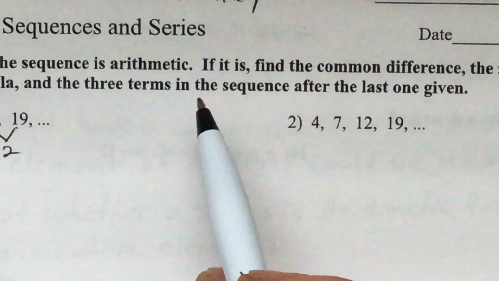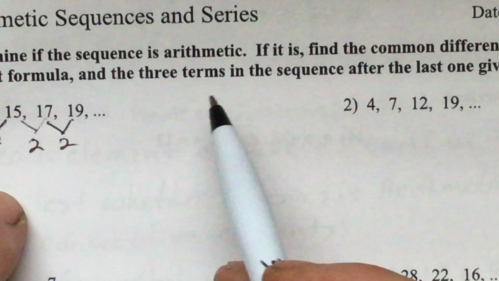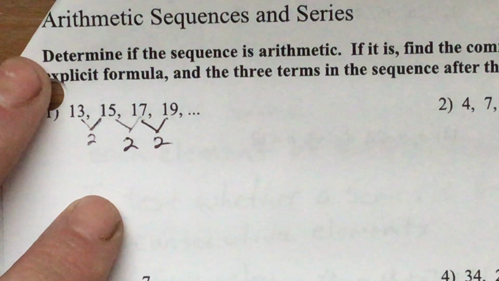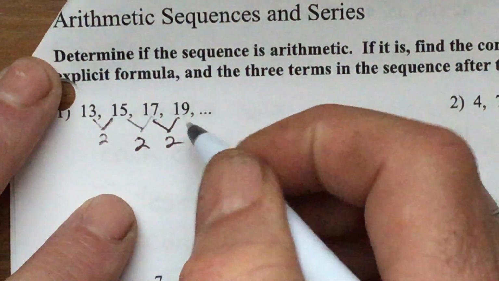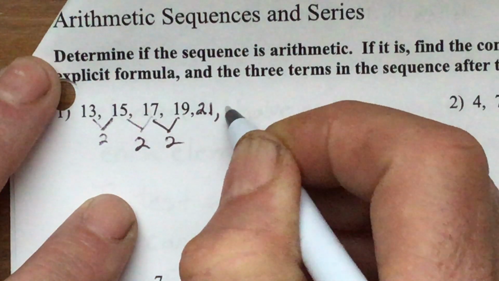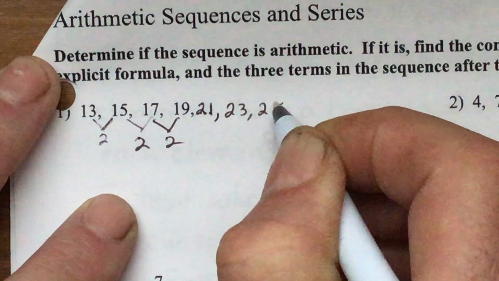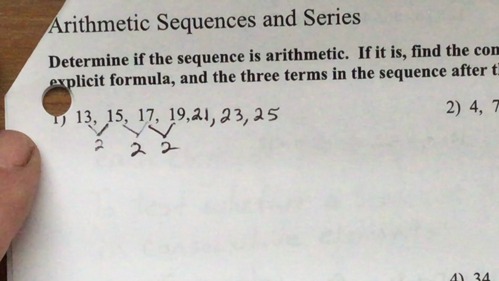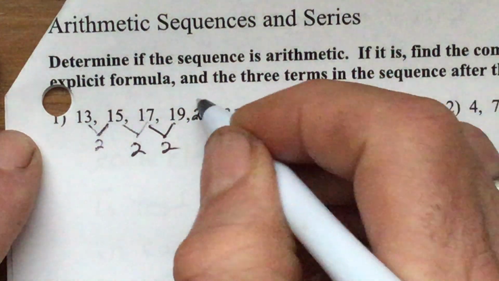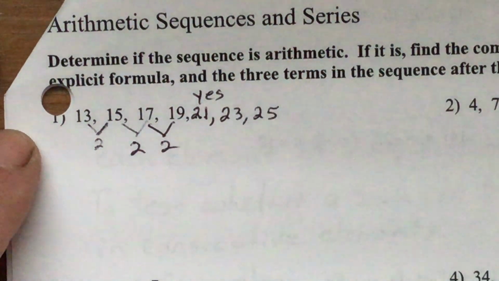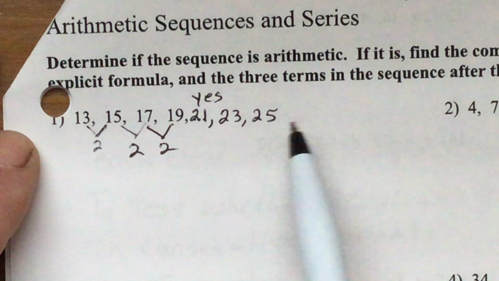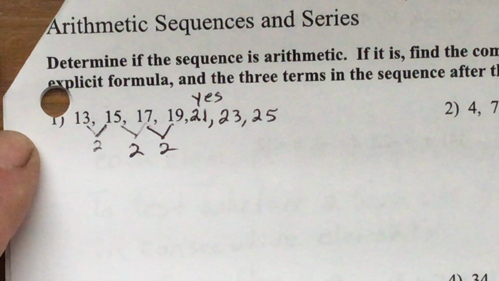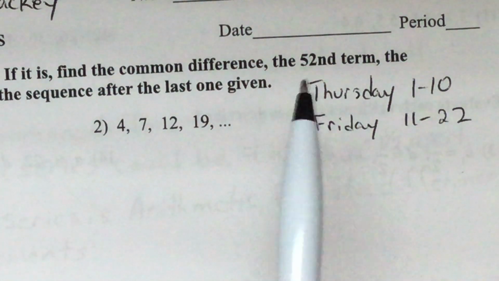Now let's knock out the last thing they told us, the next 3 terms in the sequence after the last one they gave us. These are increasing by 2, so the next ones will be 21, 23, 25. So yes, it is arithmetic. Here are the next 3 terms, and here's the common difference.